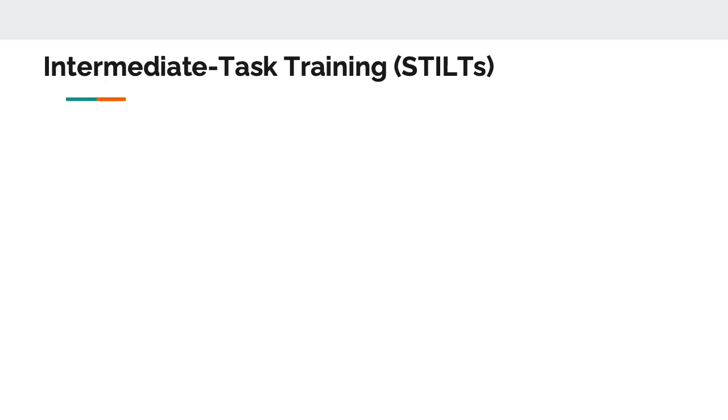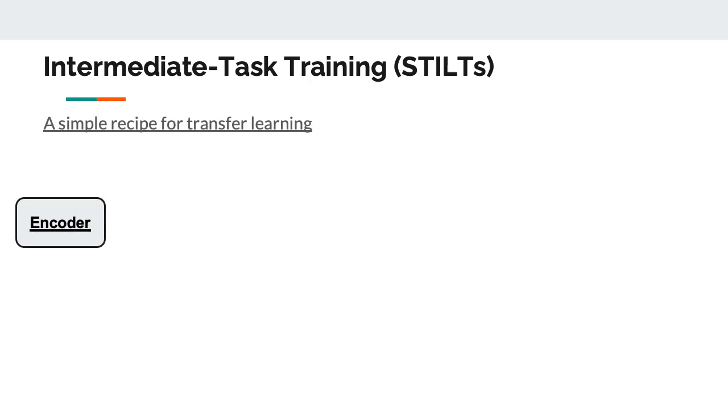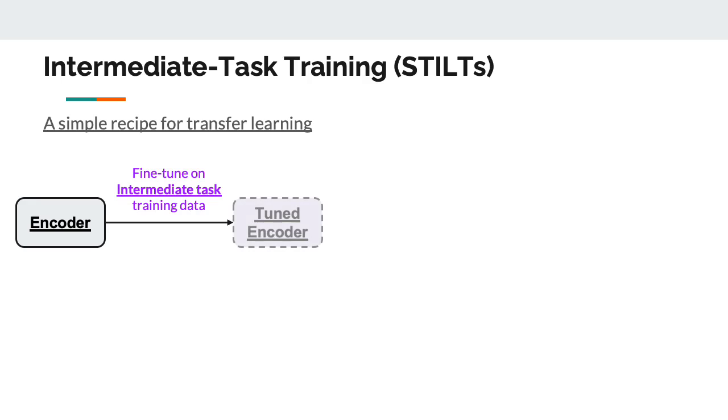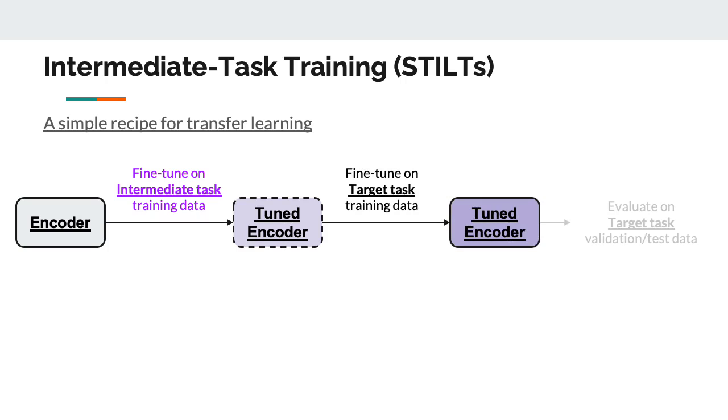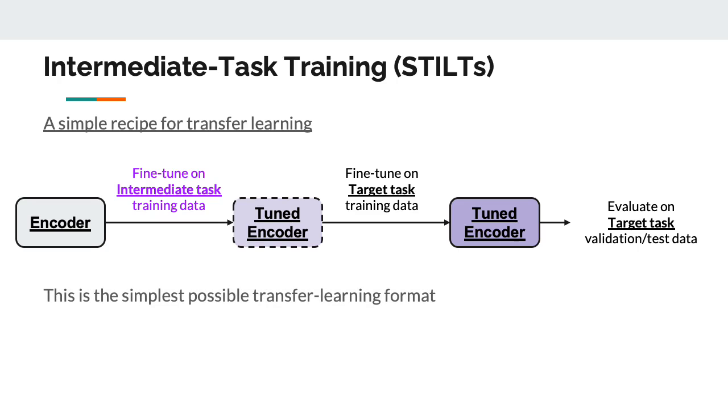Now, suppose you have data from another task which you think might be useful to train your model on in order to improve performance on the target task, the task that you really care about. Here's a really simple recipe for transfer learning. As before, you start with your encoder, and we first fine-tune the model on this intermediate task, this extra task that you have, in order to get intermediate tuned encoder weights, and then we fine-tune the model on the target task training data to get this final model that we then evaluate on the target task's validation or test data. So this is the simplest possible transfer learning format. All you're doing is fine-tuning the model twice, first on the intermediate task and then on the target task.